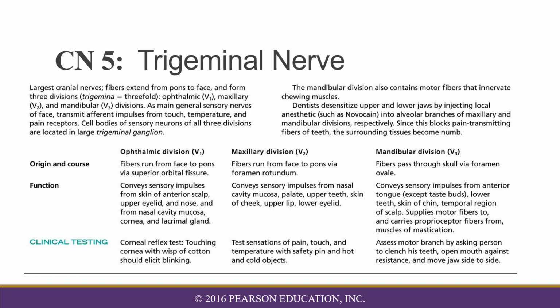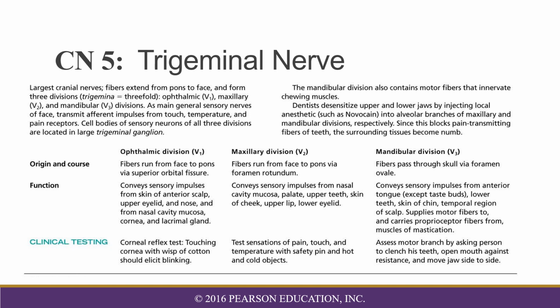It forms 3 divisions, so trigeminal, right? 3-fold. We have V1, V2, and V3. V1 is ophthalmic, V2 is maxillary, and V3 is mandibular. Ophthalmic means eye, right? Maxilla is like your upper jaw, between your nose and your teeth, that area where a mustache would be. Think of that when you think of maxillary. And then mandibular is the lower jaw area.